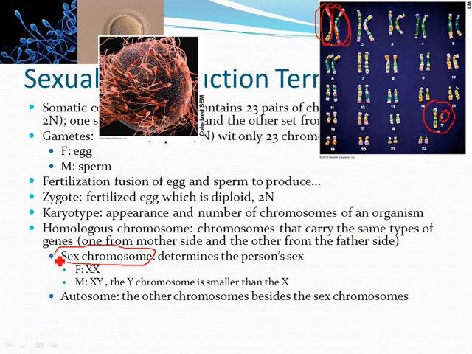Yes, the males determine the sex. Because the females have 2 X chromosomes, they won't be able to dish out a Y chromosome for their offspring. Autosomes, on the other hand, are all these other chromosomes, so everything but the sex chromosomes. All the other 22 pairs of chromosomes.